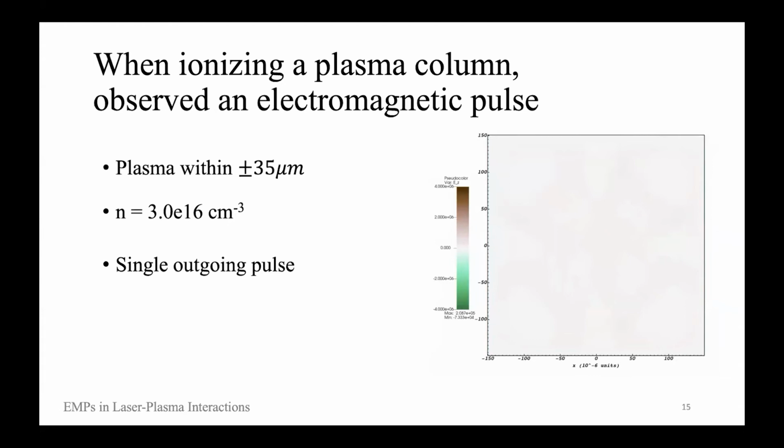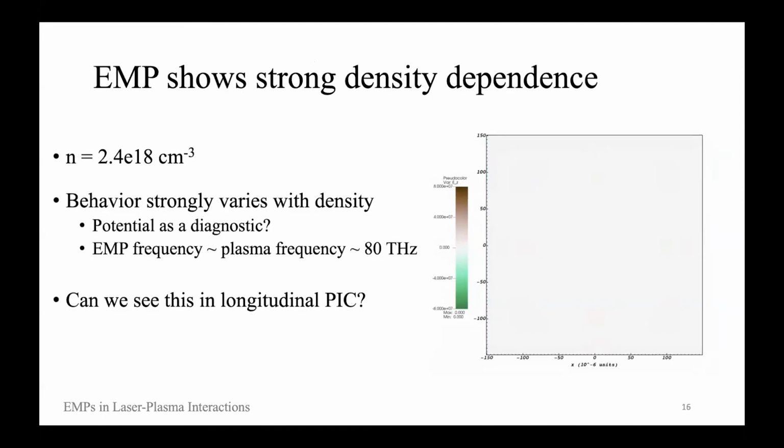And so we thought, here we see it at a lower density, and it's a single pulse, and we are getting a couple millivolts per meter. What happens if we increase the density? What's this going to look like? Here we go. And we found out that this EMP shows very strong density dependence. So I'm going to play this video for you.